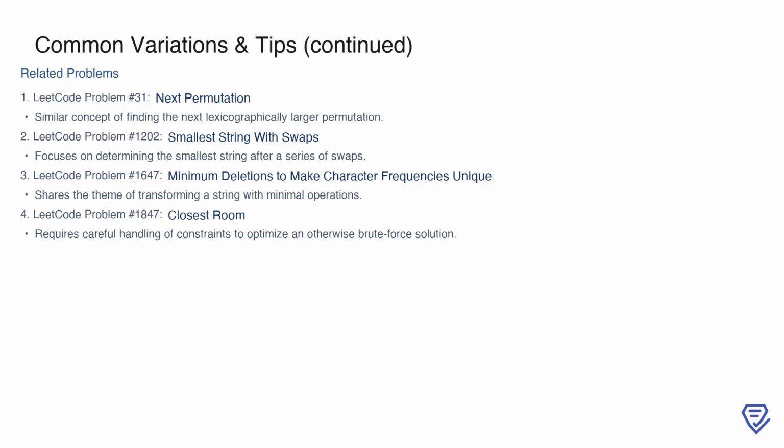Problem 1647, minimum deletions to make character frequencies unique, also revolves around optimizing operations on strings, though here the focus is on deletions. Lastly, problem 1847, closest room, while not directly about permutations, emphasizes careful constraint handling to optimize solutions, a skill that can be applied universally. Practicing these problems will help you better understand the patterns and techniques relevant to solving transformation-based questions like this one.